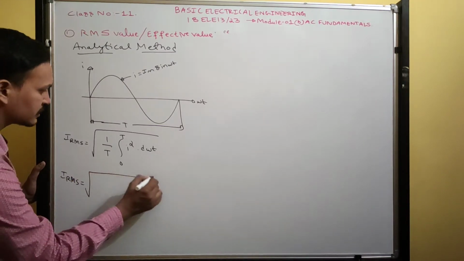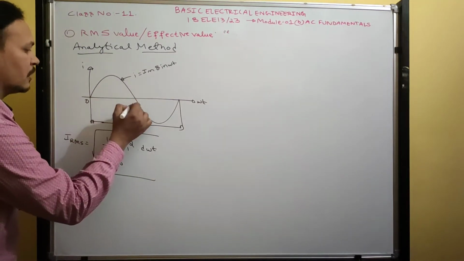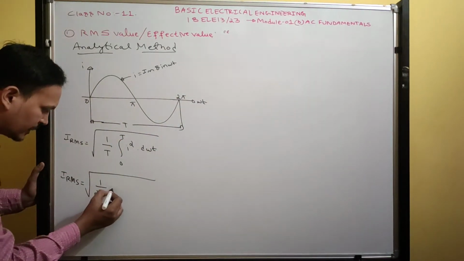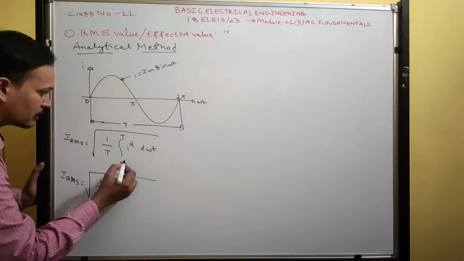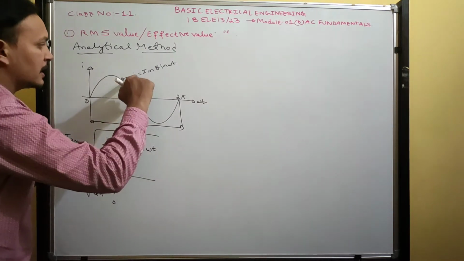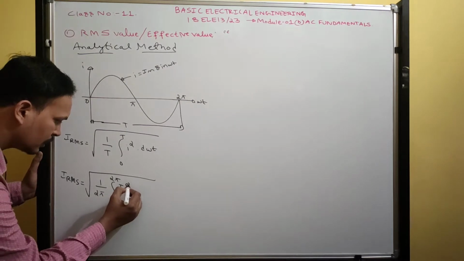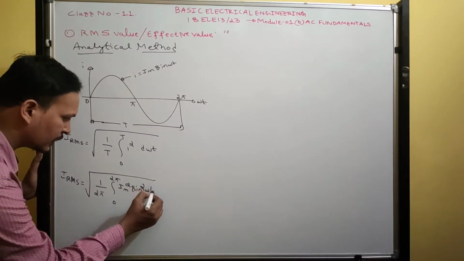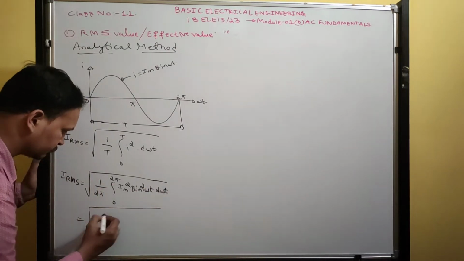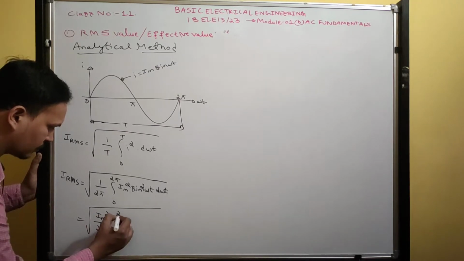IRMS is equal to, this is the standard definition, 1 by T. What is the time period? The signal repeats after every 2 pi radians, the same thing repeats. So 1 upon 2 pi, integral 0 to 2 pi, i square is there. We have i equal to Im sin omega t. Take the square of this, then it becomes Im square sin square omega t, into d omega t. Now take Im square outside, so we get Im square by 2 pi, integral 0 to 2 pi.